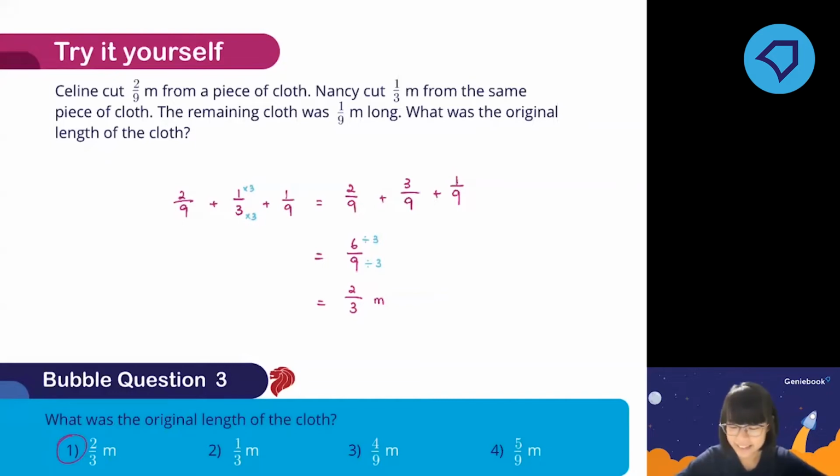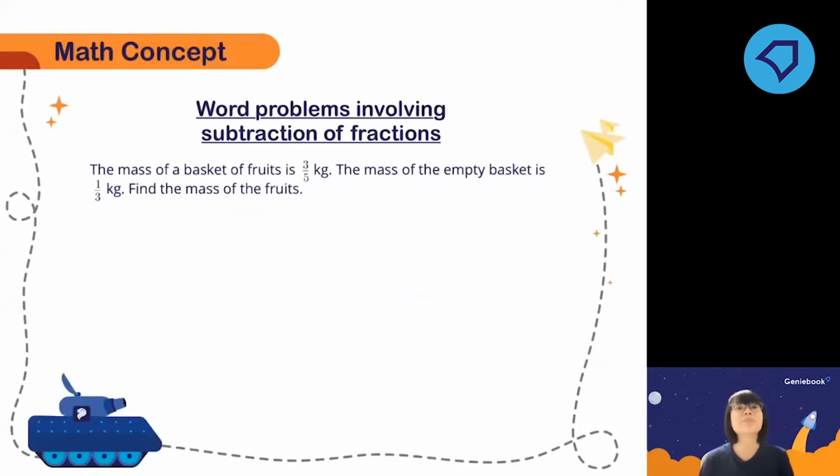All right, so now let's go on to subtraction of fractions. Okay, subtraction of fractions. So this is how a problem involving subtraction of fractions would look like. The mass of a basket of fruits is 3 over 5 kg. The mass of the empty basket is 1/3 kg. Find the mass of the fruit.